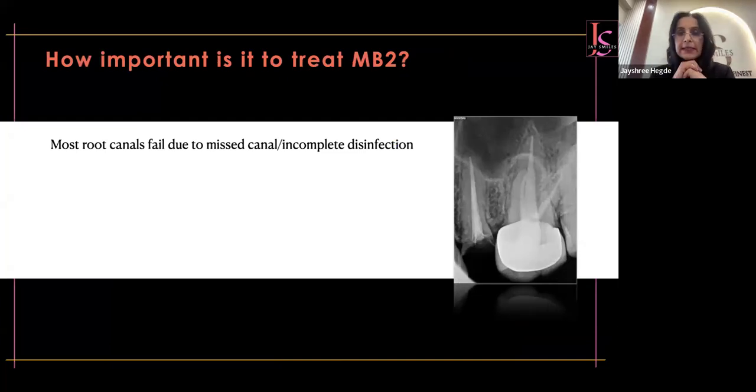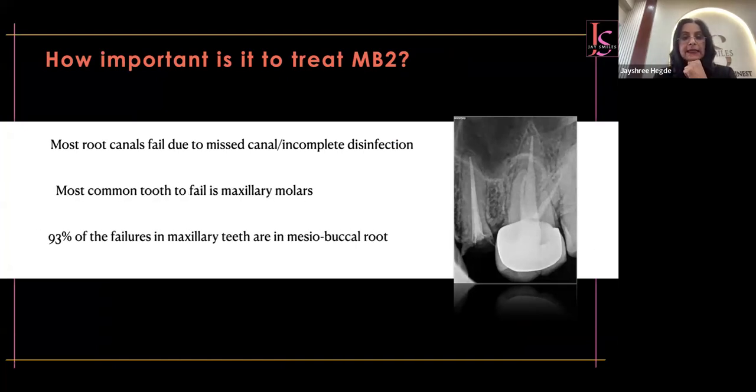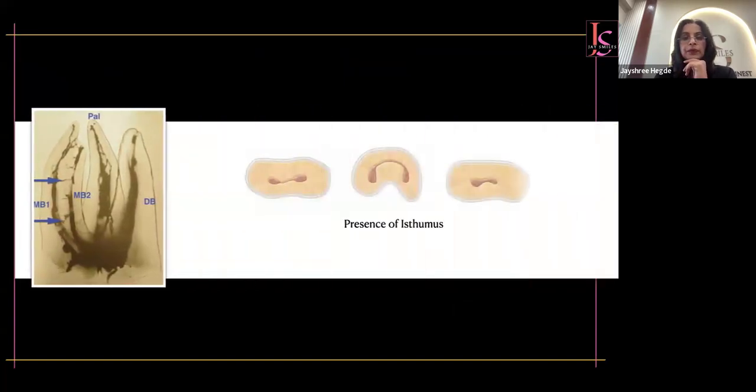Most of the failures, like I said, are due to missed canals, and most of them are in the maxillary molars, and 93% of the failures in the maxillary molars are due to MB2. If you look at a cross section of only the mesiobuccal root, you will see that there are two canals. And it's not only two canals, you can see a small little isthmus in between the two canals.